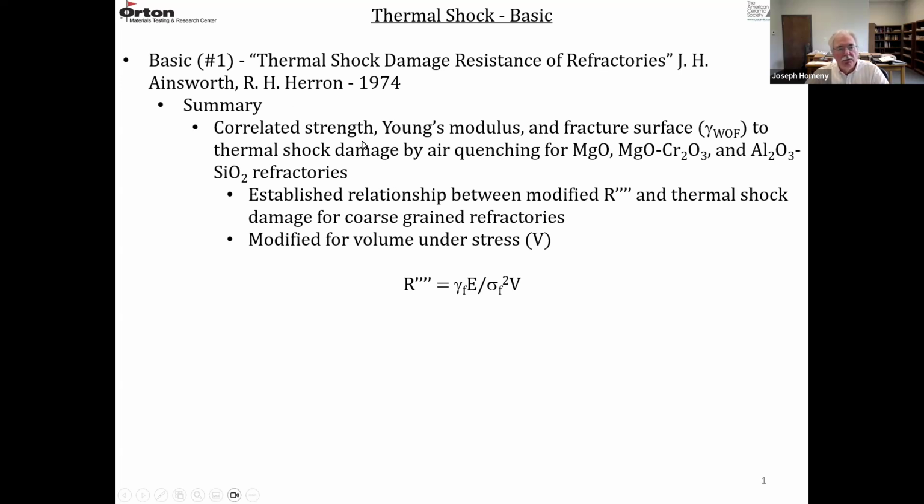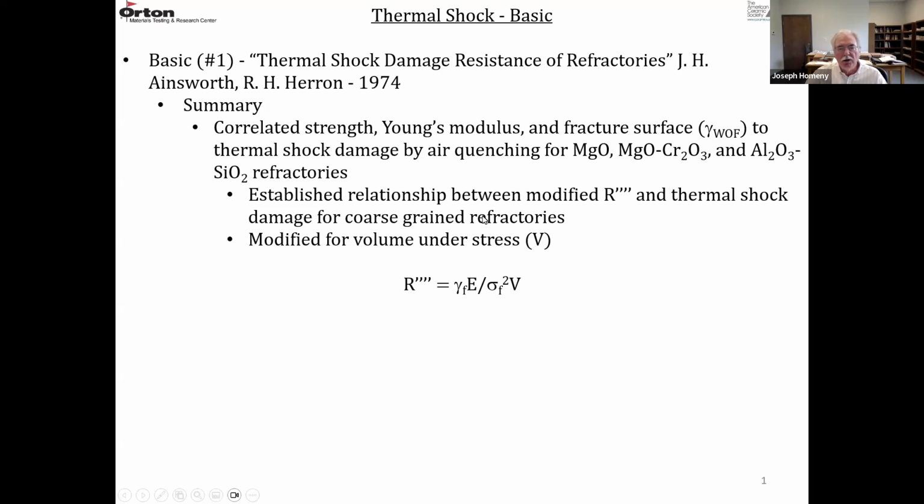So they correlated strength, Young's elastic modulus, and fracture surface energy, the work of fracture surface energy, to thermal shock damage. And they did an air quenching. And they looked at MgO refractories, MgO chrome refractories, and they also included some alumina silica refractories. So they looked at the relationship between what they call the modified R4 prime and the thermal shock damage.